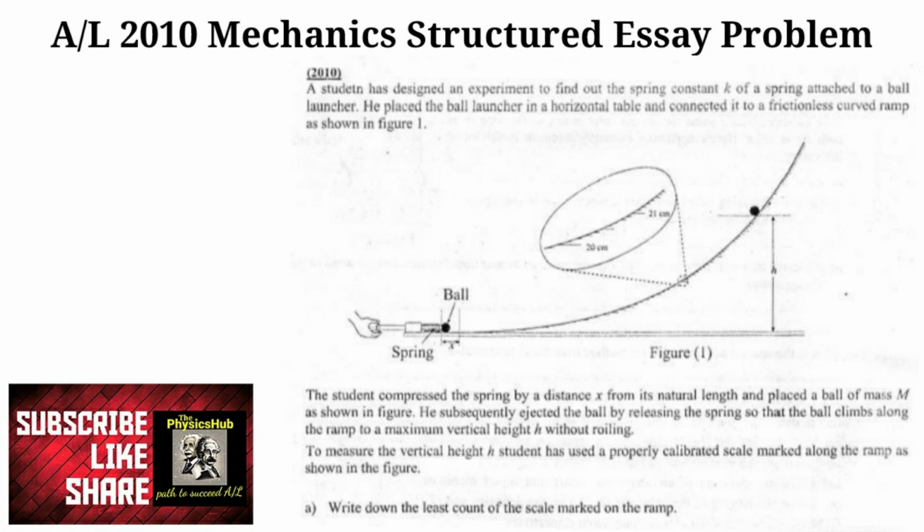He subsequently ejected the ball by releasing the spring so that the ball climbs along the ramp to a maximum vertical height h without rolling. To measure the vertical height h, the student has used a properly calibrated scale marked along the ramp as shown in the figure. Write down the least count of the scale marked on the ramp.